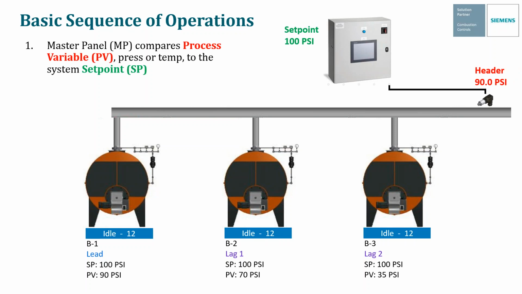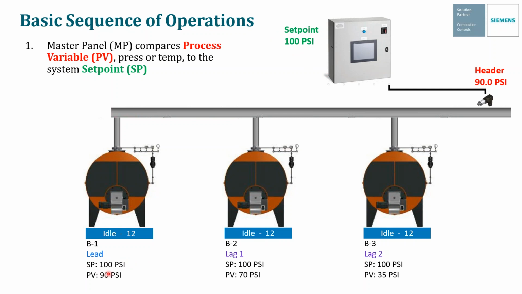And the first thing that's going to happen is the master panel is going to compare the process variable, which is the header pressure, which you see here at 90 PSI, to the system set point, okay? That's the set point inside of the master panel. Now, it's important to remember that there's a difference between the system set point, which is at 100 PSI, and then the local set points.